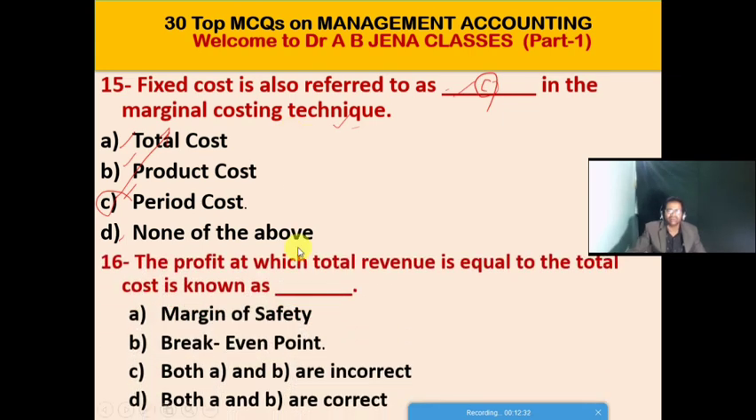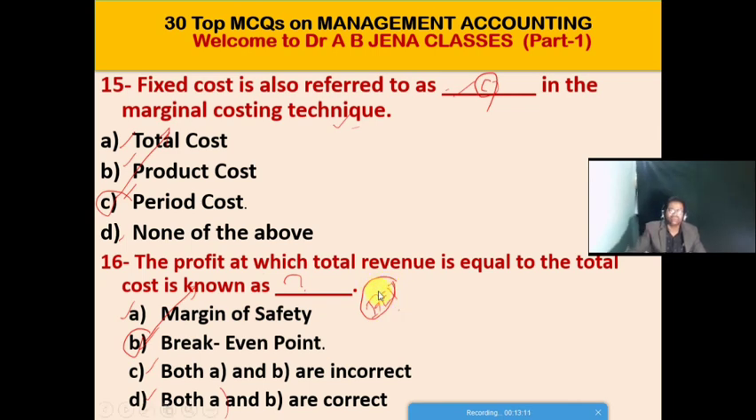So next MCQ. The point at which total revenue is equal to the total cost is known as what? A, it's the margin of safety. B, it's the break even point. C, both A and B are incorrect. D, both A and B are correct. Friends, B is the right option for this MCQ. The point at which total revenue is equal to the total cost is known as the break even point, the BEP. So BEP is a point where there is no profit, no loss.